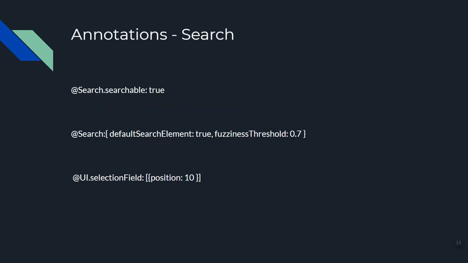So some of the annotations that I'm going to use in this chapter: in order to provide the search criteria, we are going to use this annotation search, where we have these search annotation properties like searchable is equal to true, which tells the Fiori application that it has to create a default search criteria. And then we are going to specify which element has to be considered and what is the fuzziness threshold, whether how much of the data should match in order to consider that record as selected.